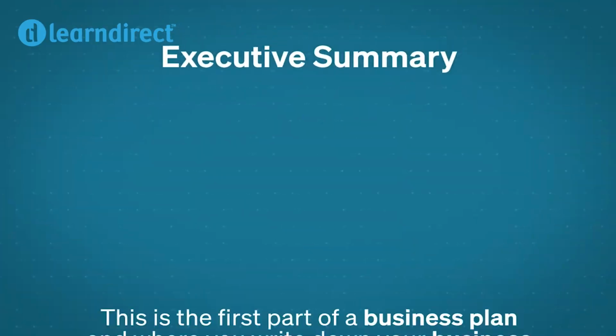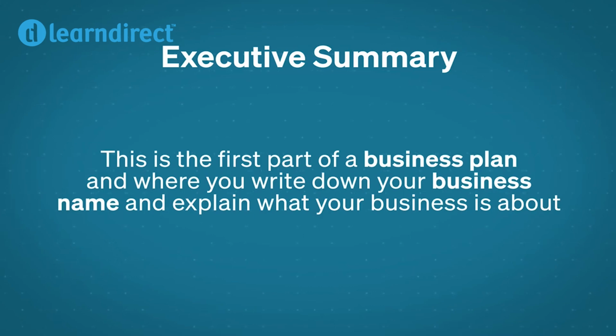When building your business plan, it should include the following. Executive summary. This is the first part of a business plan and where you write down the business name and explain what your business is about. In this section, which is usually written last, you can add in a summary of your target market and identified business opportunities, as well as your unique selling points as a personal trainer.